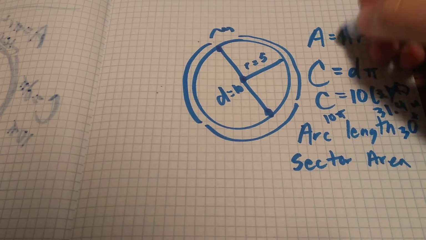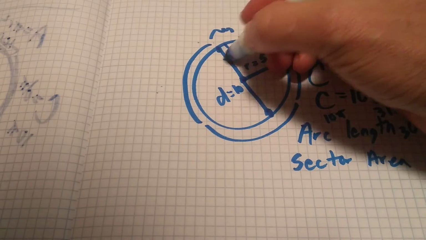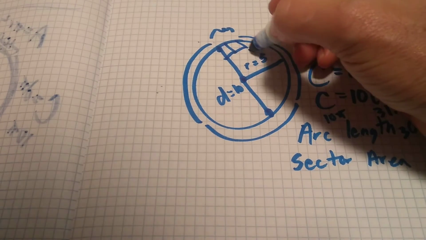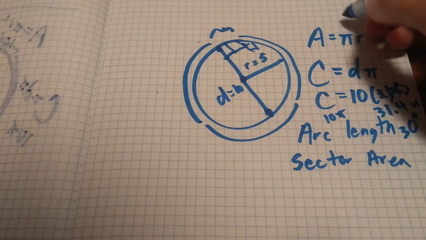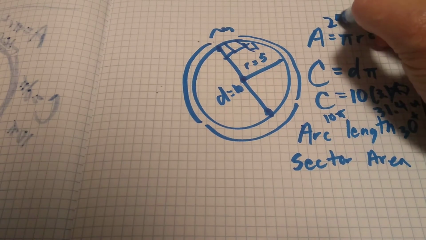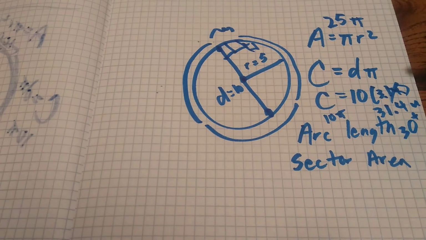Similarly, pi helps us figure out the area, which is how many little squares fit in this thing, if I could actually count squares that fit in that thing. And so I just take the radius and I square it. So in this case, the area is 25 pi. We typically put the pi second.